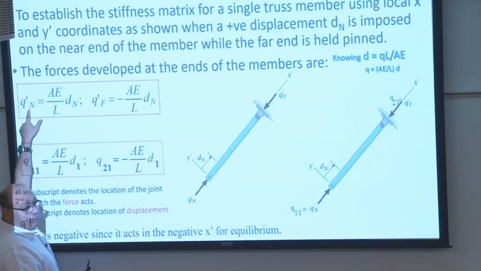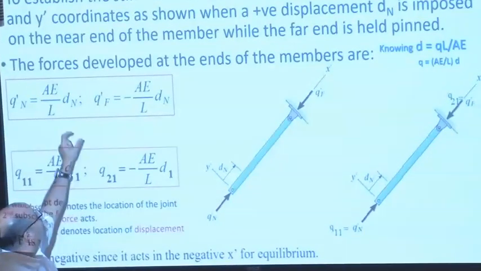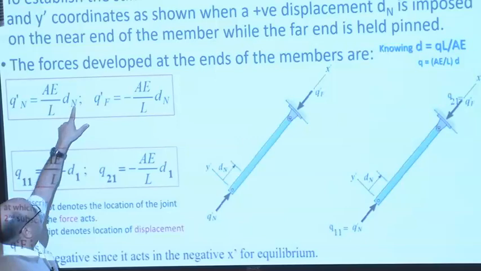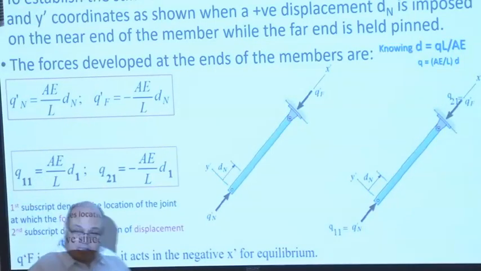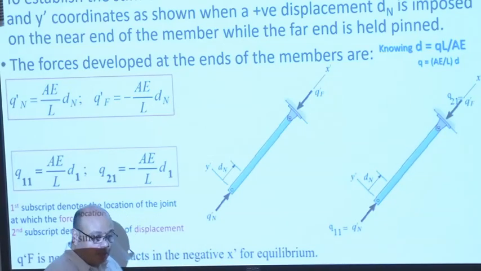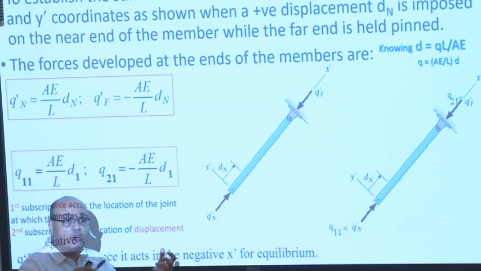And this is the equation that I'm talking to you about. Q sub n prime, that is the force that's developed at the near end due to the unit load right here: AE over L times D sub n. Where are we getting this equation from? If you remember from the mechanics of materials course, we said that the deformation equals PL over EA.